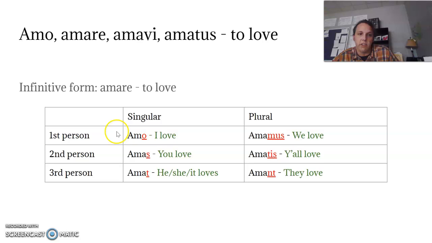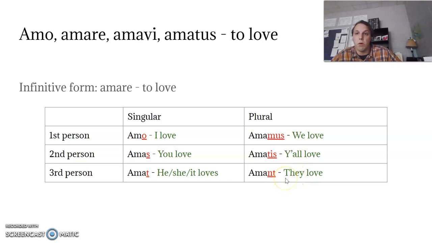And then we start to conjugate it. You'll see down here, like on the last page, we have first, second, and third person, singular and plural. And look at how the verb amo changes. It goes, amo, ending with an O, means I love. Amas, ending with an S, means you love. Amat, ending with a T, means he, she, or it loves. Amamus means we love, with the mus ending meaning we. Amatis means y'all love. That tis ending means y'all is the subject. And amant, they love. The nt ending means they is the subject.